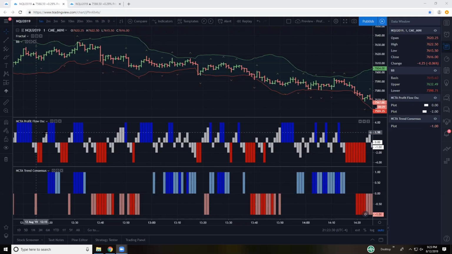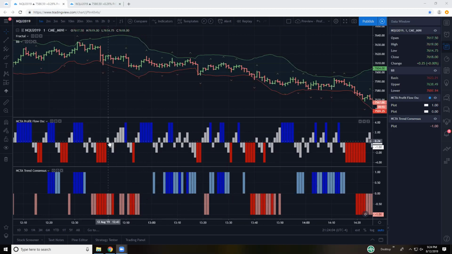Here is your Profit Flow Oscillator presented in red and blue indicators. And when there's a neutral or no action time period, it is presented to you in a gray bar. Here is the Trend Consensus Indicator, again presented in blue or red indicators. And many times there's just blank space between the indicators, between the bars, which basically is saying to you there's no action to be taken based on the Trend Consensus.